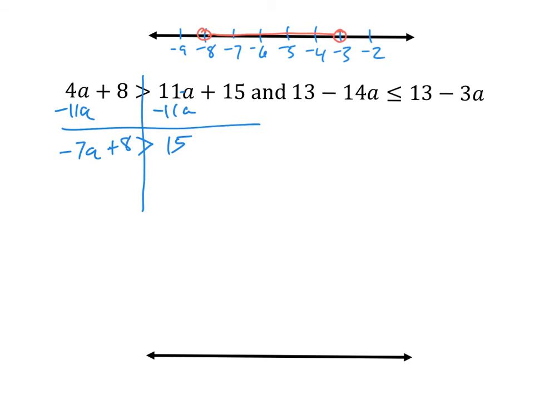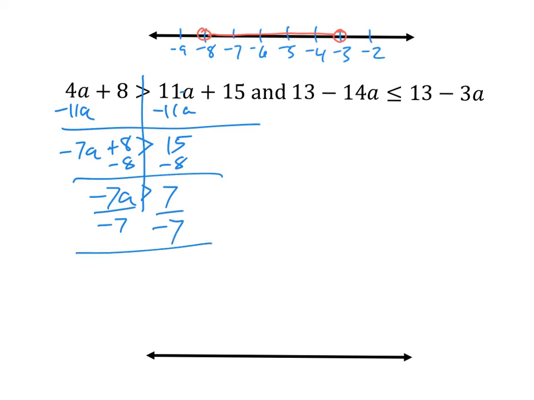Now we want to isolate the variable because we only have variables on one side of our inequality, which is good. So we just want to get that variable all by itself. So we're going to subtract 8 on both sides. We end up with negative 7a is greater than 7. Our final step here will be to divide by negative 7 on both sides. So we get that a, and we have to flip the sign because we divided by a negative. So a is less than 7 divided by negative 7 gives us negative 1. Okay, so that's the first one.